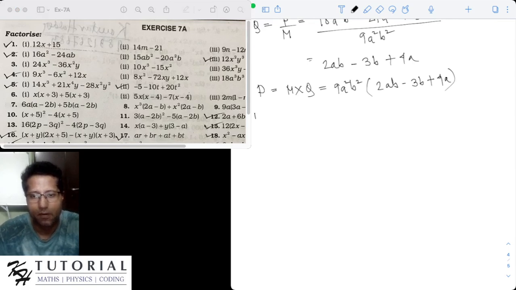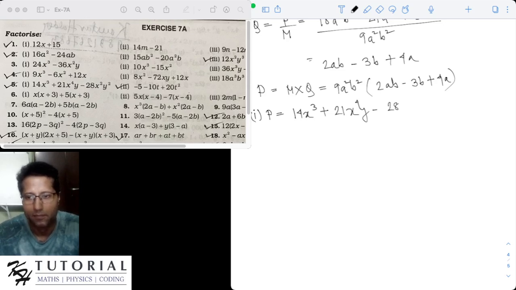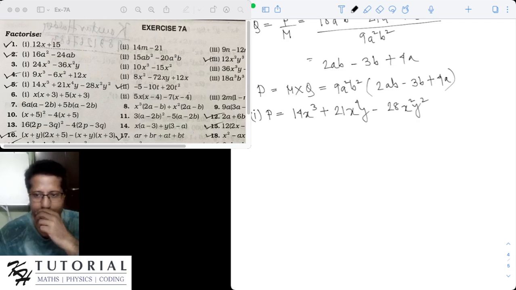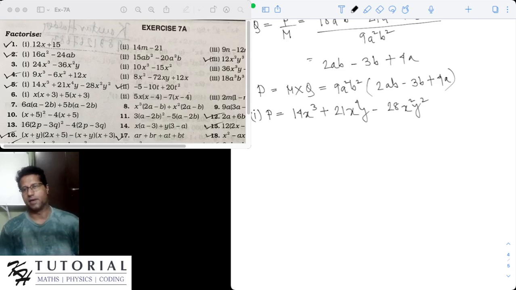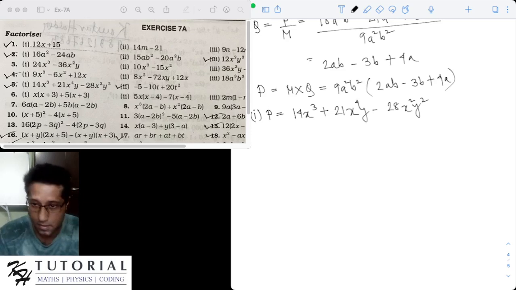Problem number 5, part 1. The given polynomial is 14x cubed plus 21x to the power 4 y minus 28x square y square. We can clearly see that all the terms have the variable x. So definitely all the terms will have a common factor, a monomial, which is common to all the terms. So we have to find the monomial, the common factor m.